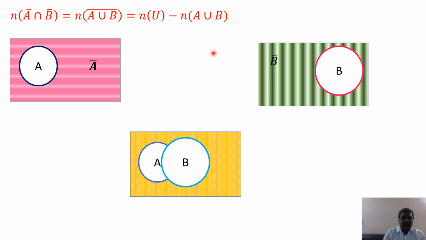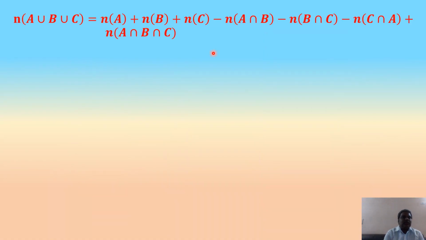Okay. In the same manner, we can extend this concept. This is what? A bar intersection B bar. Extend the concept to 3 sets, that is n of A union B union C equals n of A plus n of B plus n of C minus n of A intersection B minus n of B intersection C minus n of C intersection A plus n of A intersection B intersection C. By the including and excluding concept, we will get the above result.